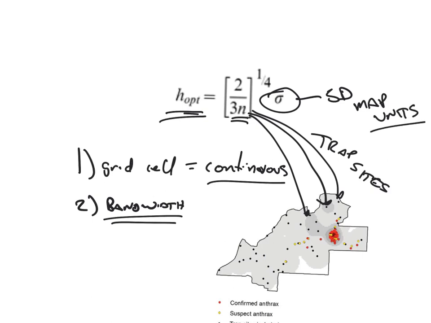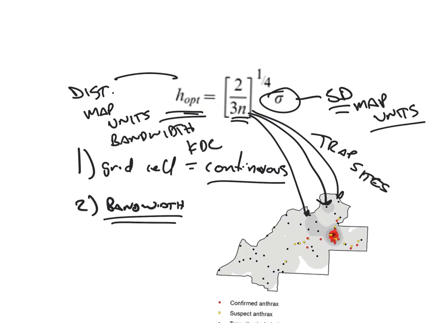So this calculation, 2 divided by 3n raised to the 1/4 power multiplied by the standard distance will give us a distance in map units to set our bandwidth to perform a kernel density estimation. So there we've seen an additional use for the standard distance, which is to set the parameters for some other spatial analysis.